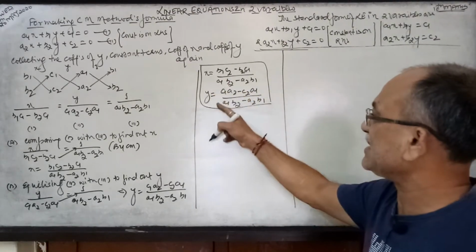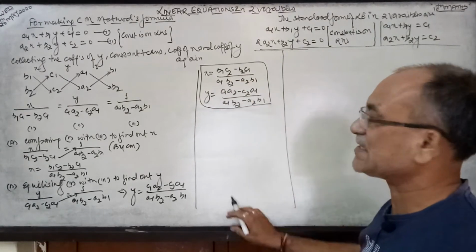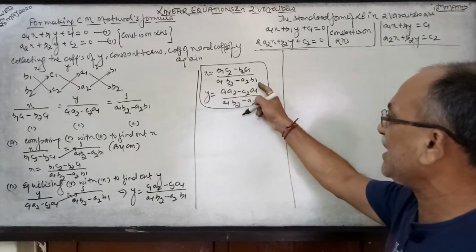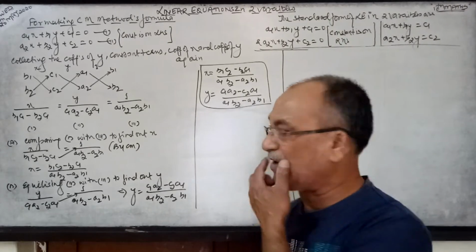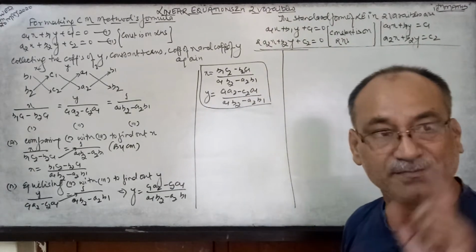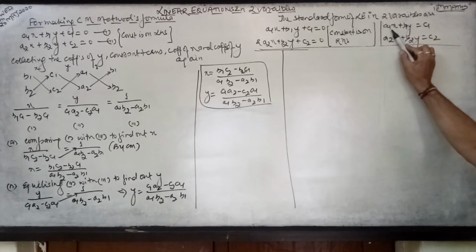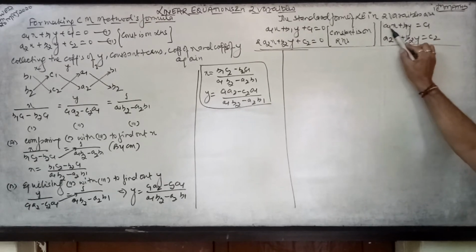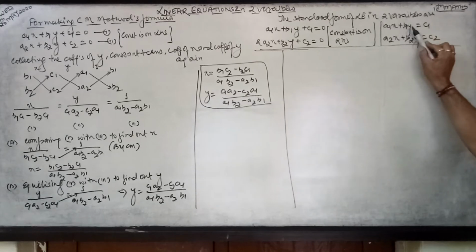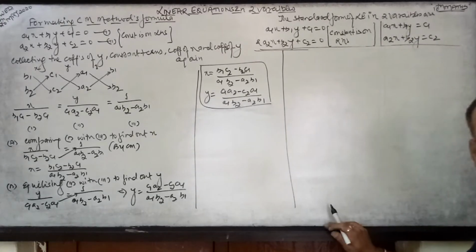This is the NCERT formula: x is equal to b1 c2 minus b2 c1 over a1 b2 minus a2 b1. You see the denominators of both, whether you are going to find out x or y, are the same. But in the very beginning I told you, some writers, whenever writing the standard form of linear equations in two variables, write a1x plus b1y is equal to c1 and a2x plus b2y is equal to c2.